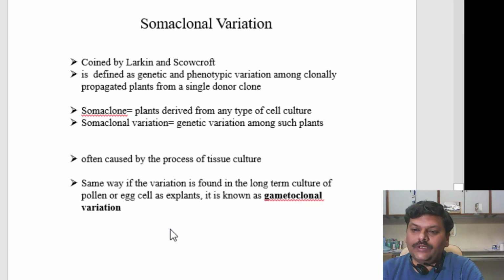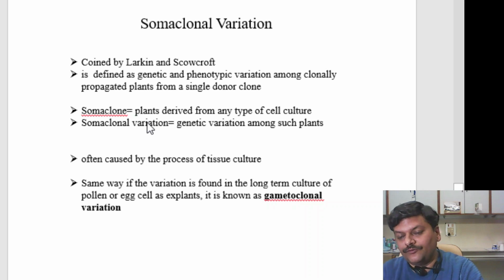This term was coined by Larkin and Scowcroft, and somaclonal variation is defined as genetic and phenotypic variation among clonally propagated plants from a single donor clone. Since this variation happens from the vegetative or soma part, it is called somaclonal variation. Initially, it was found in plant tissue culture that if the process was done for a very long time and the regenerants were not taken, then variation happens. But after some time, it was found that this can be a very useful method to induce genetic variations in plant species where we do not have regular sexual fertilization or seed formation.